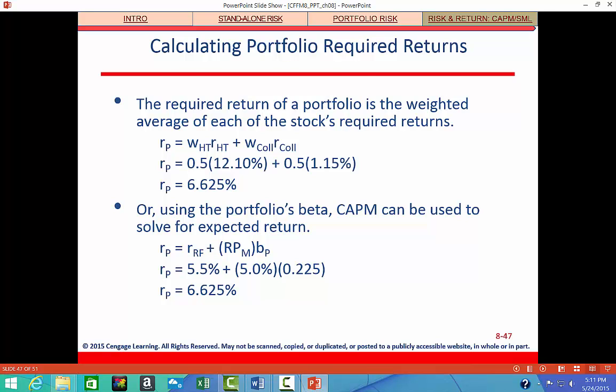Or another way is if you have the risk-free rate and the market risk premium, which we already determined were 5.5% and 5%, we can plug in the beta that we got for the portfolio and we get the same answer. So these are just two alternative ways to get the required return for a portfolio.